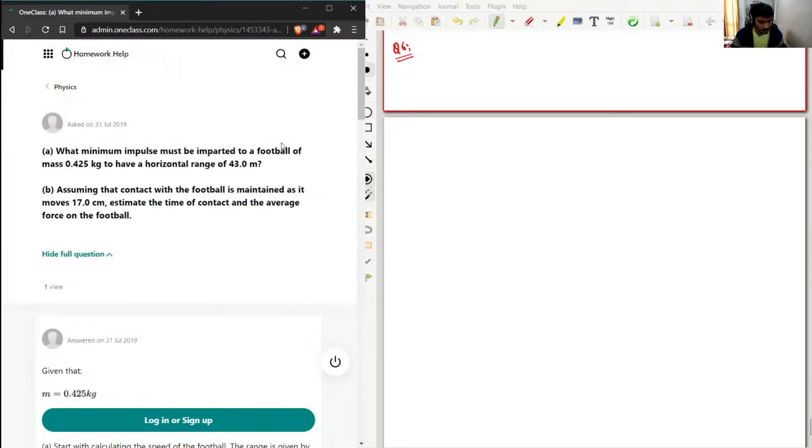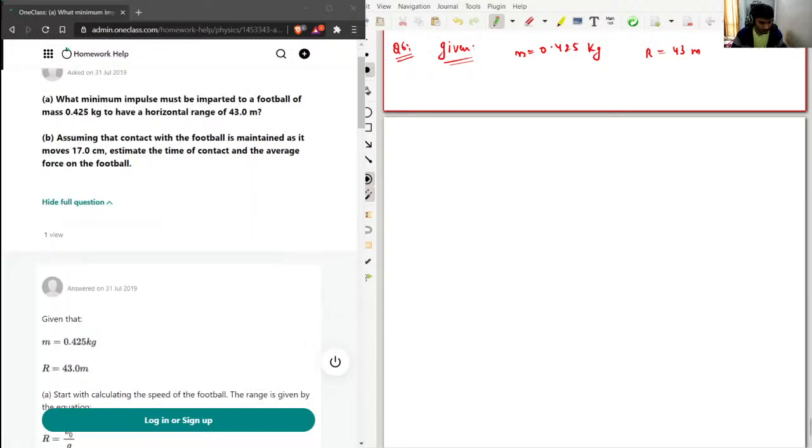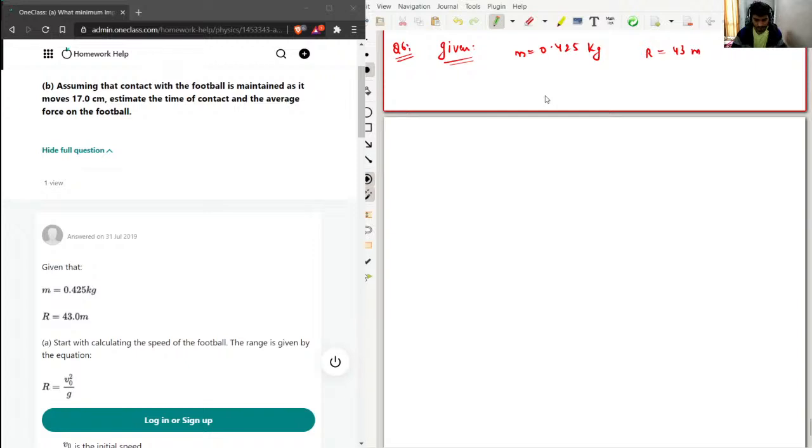I'll just write first the given values. So given is mass is 0.425, and then the range is 43 meter, and this is for the A part. So I'll just take the formula of range from the solution.